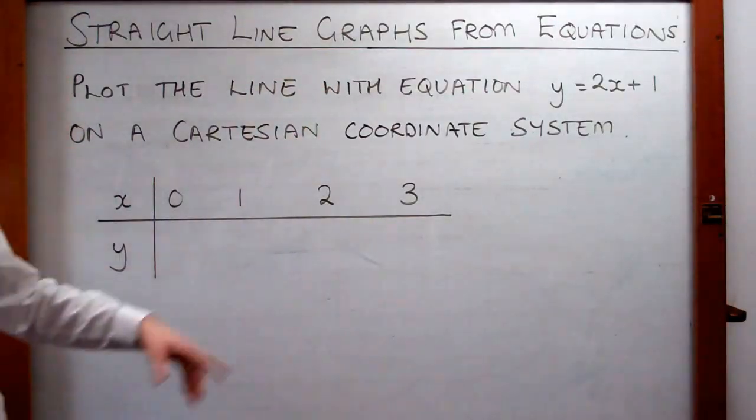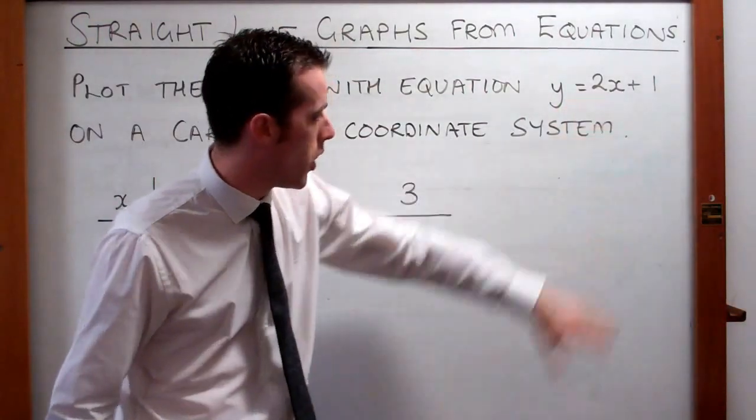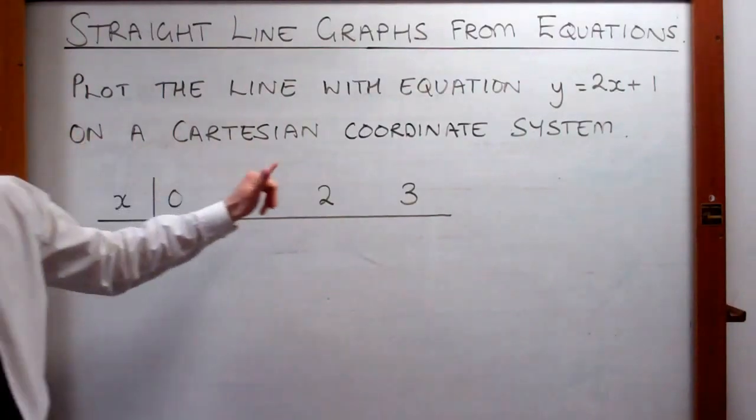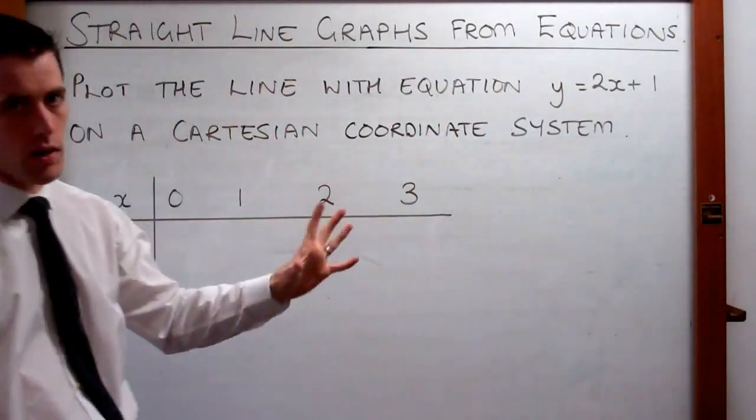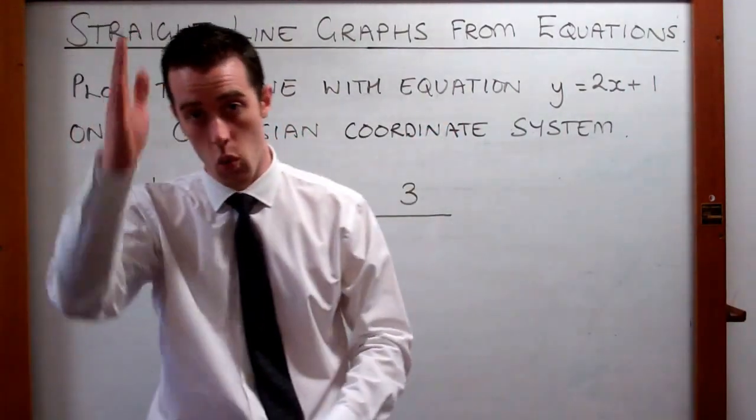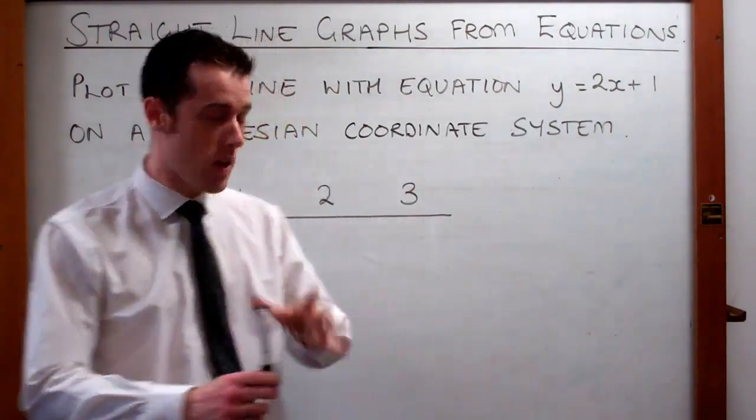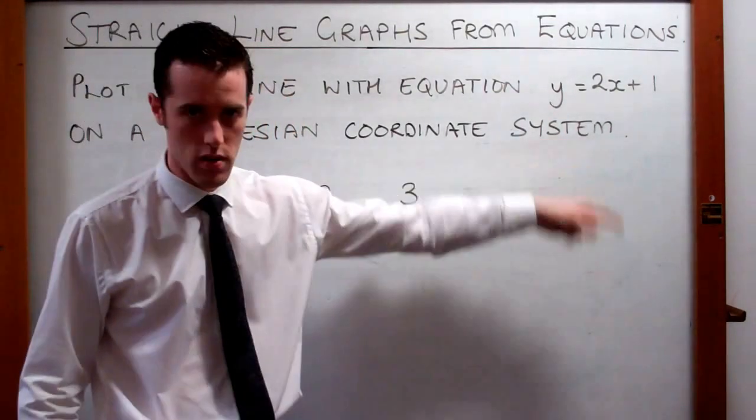So we plot the line with equation y equals 2x plus 1 on a Cartesian coordinate system. Now, what is a Cartesian coordinate system? Well, that's basically your y and x axis. So that's the name for it, a Cartesian coordinate system.